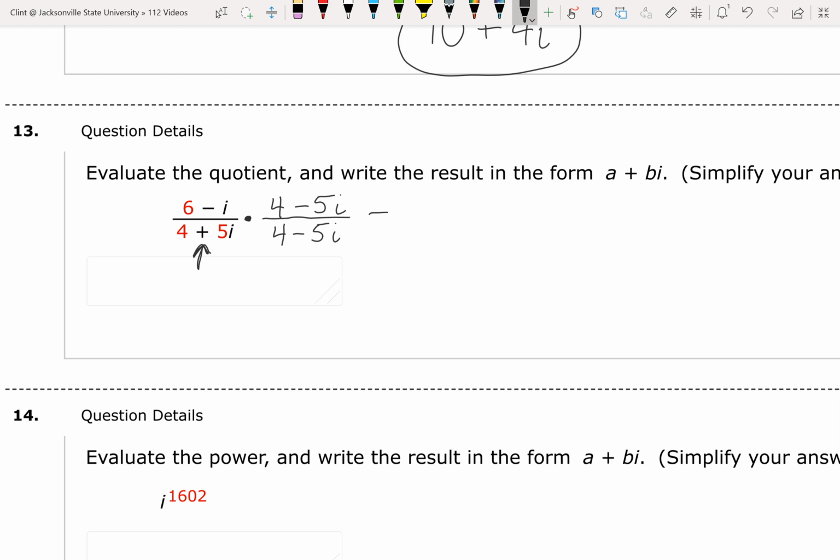Okay. Let's see what we get. So we got FOIL method to do on top, FOIL method to do on the bottom. Okay, on the bottom you can use the shortcut. There's a pattern. If you prefer to do that, that's okay. FOIL method works. So here 6 times 4 is 24. 6 times negative 5i is negative 30i.